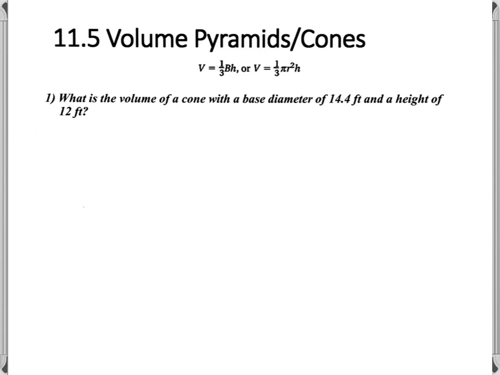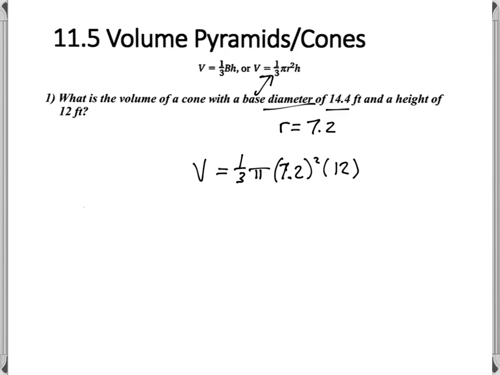What is the volume of a cone with a base diameter of 14.4 feet and a height of 12? Instead of diameter, we want radius, so we cut 14.4 in half to get 7.2. So now we'll just plug all of this into our volume formula. Volume equals 1/3 pi times your radius, which is 7.2 squared, times your height, which is 12.